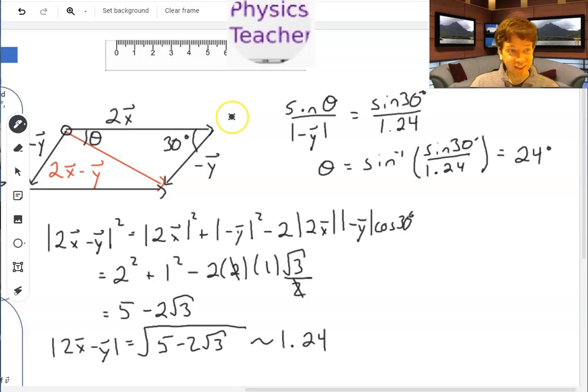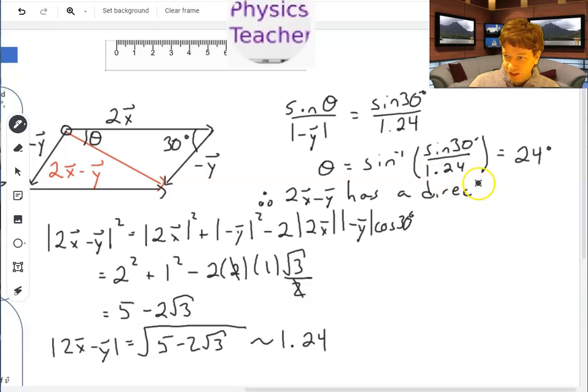The question never specifically said north, east, south, or west. So all we can say is 2x. Therefore, 2x minus y has a direction, kind of running out of room here, of, can I scroll over more? No. Okay, sorry, I'm running out of room, of 24 degrees rotated clockwise relative to x.